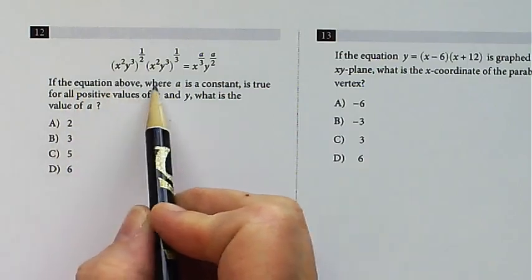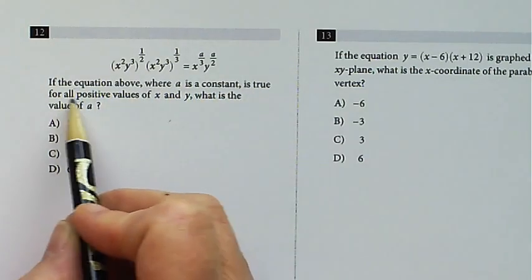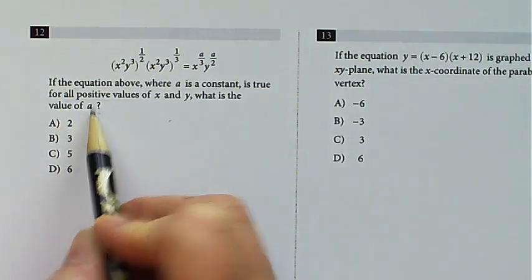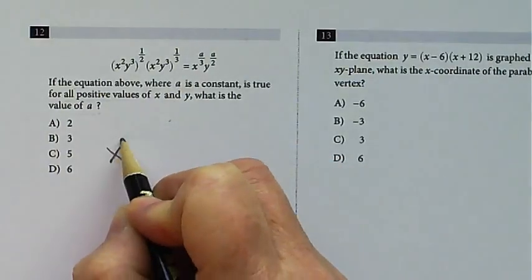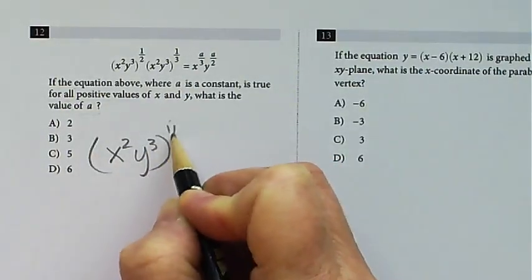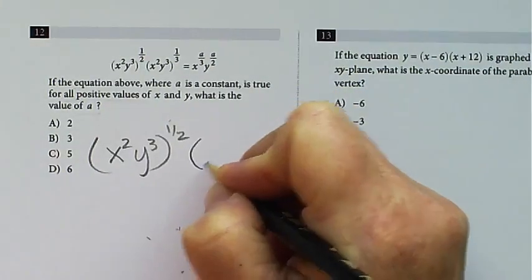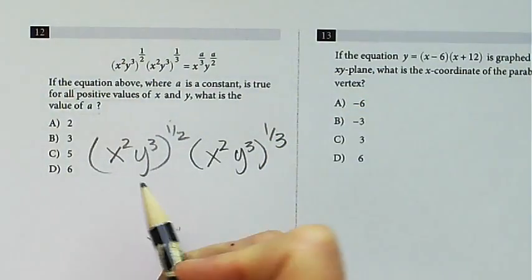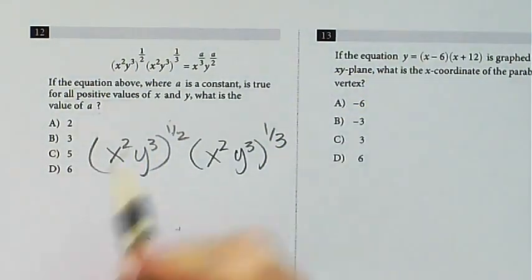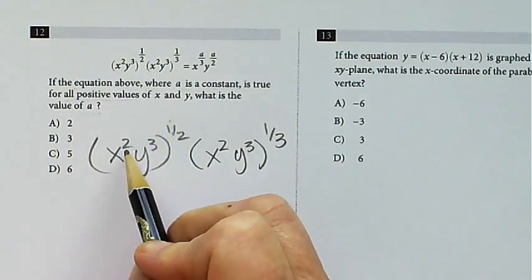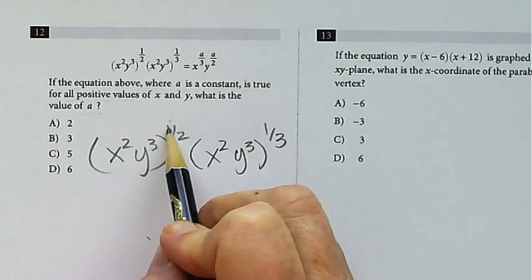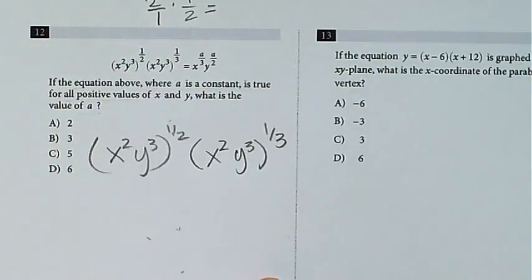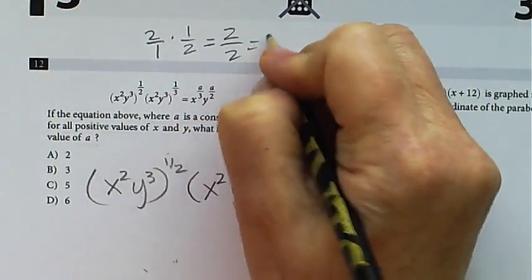Okay, if the equation above, where A is a constant, is true for all positive values of x and y, what's the value of A? Okay, so let's simplify all of this. X squared y to the third raised to the 1/2. Now we're about to do this coming up in chapter 6. So when you are raising a power to a power, you multiply the exponents. So I'm going to do 2 times 1 over 2, which is 2 over 2, which is 1.